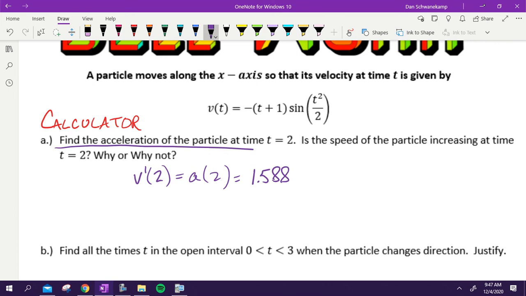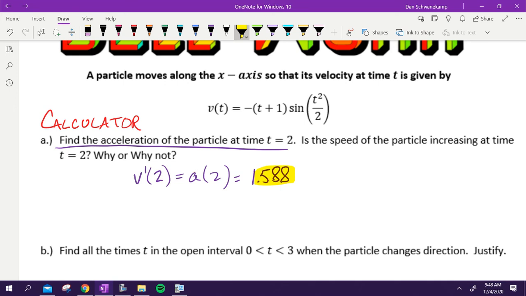Cool. Find the acceleration. That gave us 1 point. You got this down, you got 1 point. Then the second and third point would come from the second part of this. Is the speed of the particle increasing or decreasing at t equals 2? Why or why not?